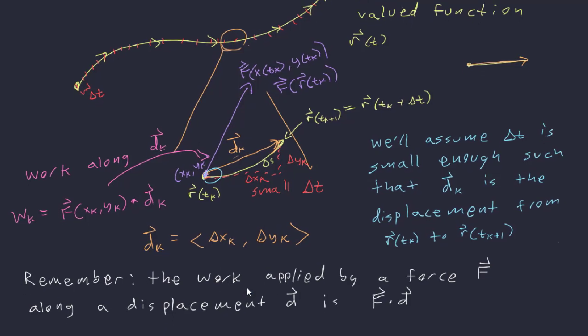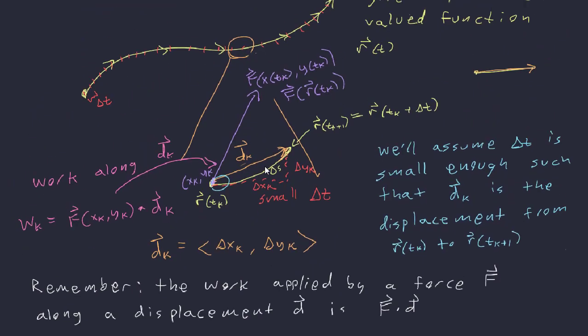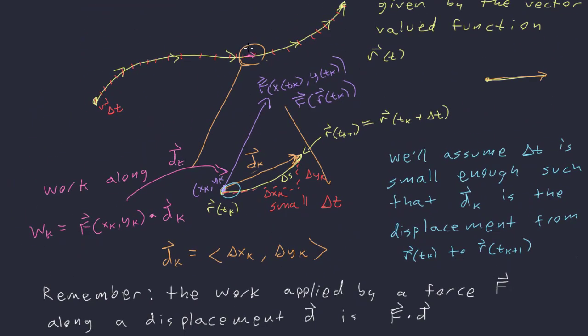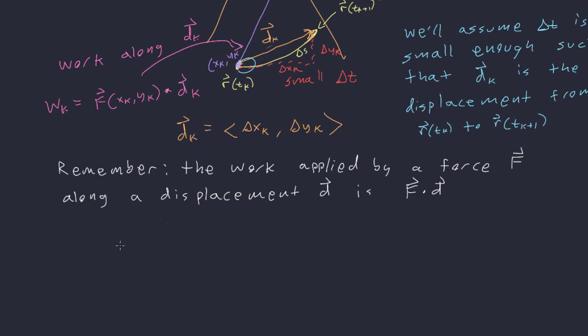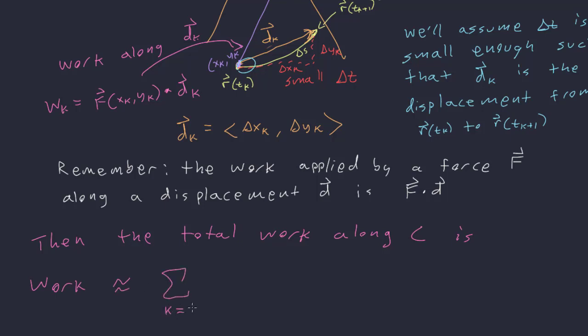Now, that means the total work, so there's the work along this part of C, then the total work along C is going to be approximately, well, we're going to sum all these up. We'll take the sum of k going from 1 to n of the vector field F of x sub k, y sub k, and we're going to dot it with d sub k. Well, remember, d sub k is a delta x, delta y, so this is delta x sub k, delta y sub k.